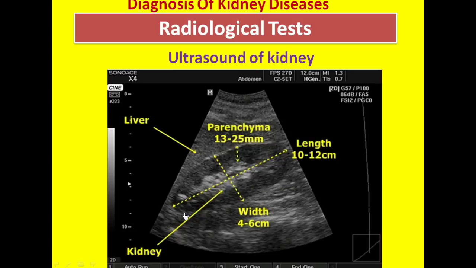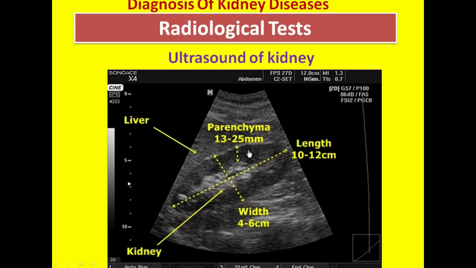So this is the liver and this is the kidney. The center portion is the tubes which collect urine from the outer filters. We see the length of the kidney is 10 cm, the width is 4 cm, and these are the places where the filters are kept, and this is 1.3 to 2.5 cm. So this is the tube.